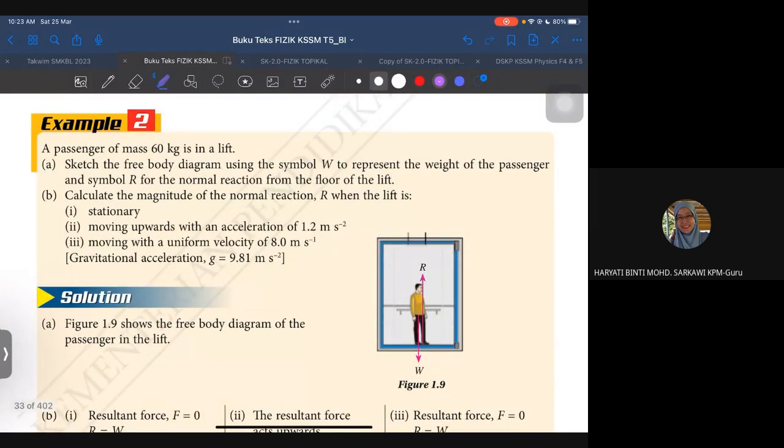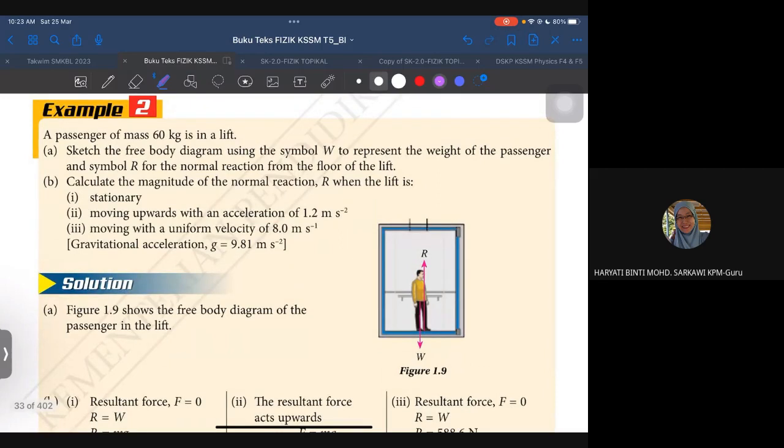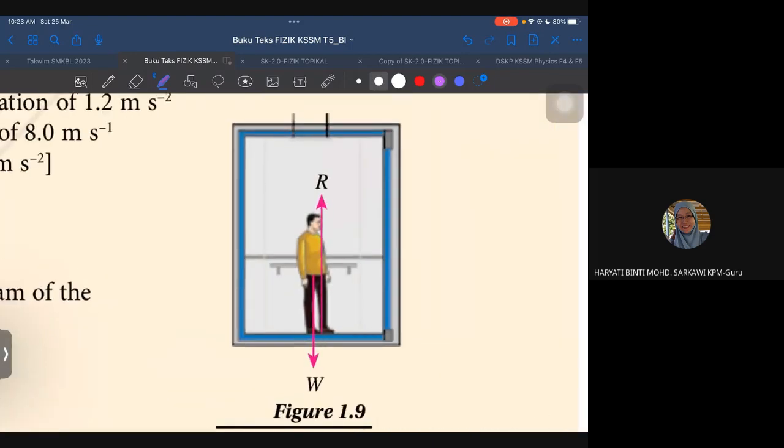Okay, so look at this diagram showing a passenger with a mass of 60 kilogram in a lift. So you can see, label the forces acting on the system. So we have W, always 90 degrees downward. And then R, the normal reaction, will be upward. Now, let's say the man's standing on a weighing scale. Katakan we add in a weighing scale here. Penimbang. Put a weighing scale here. He stands on the weighing scale. So this R will be represented by the reading of the weighing scale.